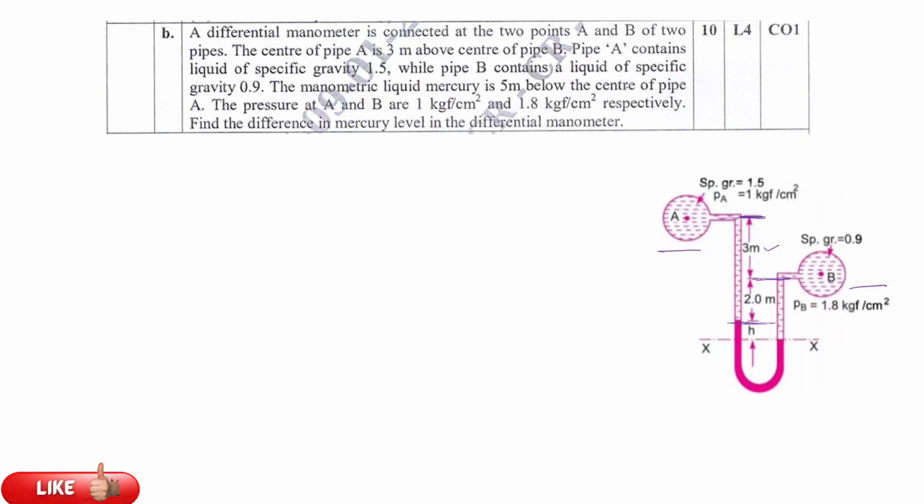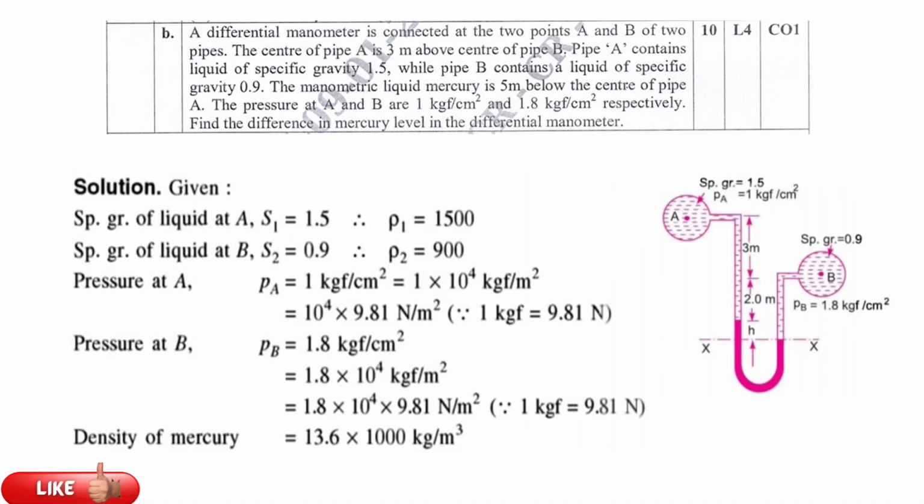Pressure at point A is 1 kgf per centimeter square. Pressure at B is 1.8 kgf per centimeter square. The given data are: specific gravity of liquid at A is 1.5. If we multiply this by 1000, then it will become the density of the liquid, 1500. Specific gravity of liquid at B is 0.9 multiplied by 1000, that will be the density, 900.